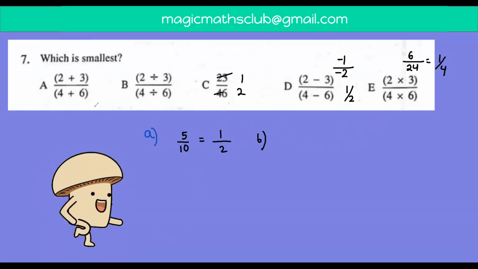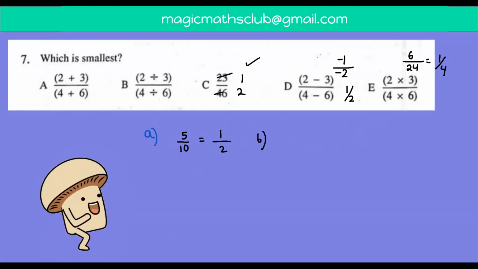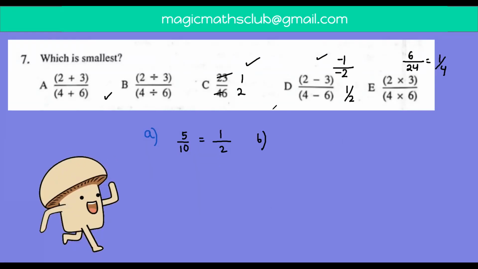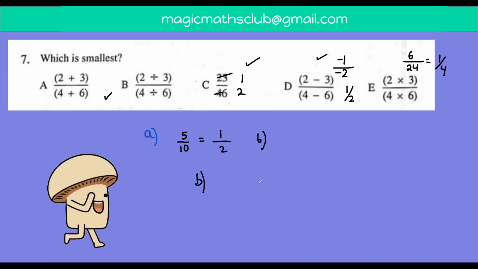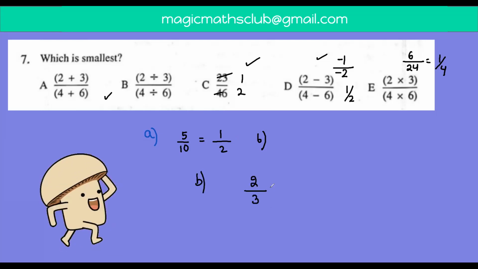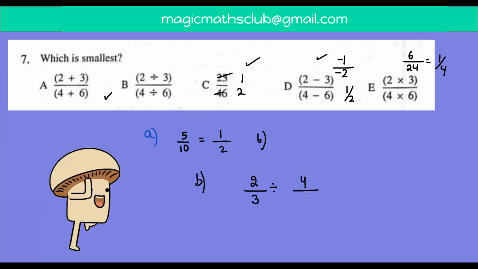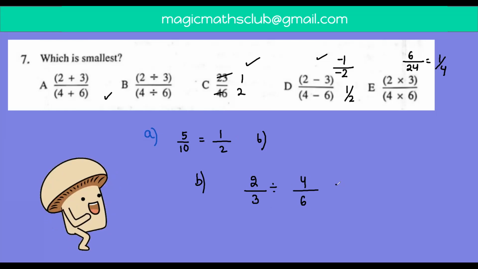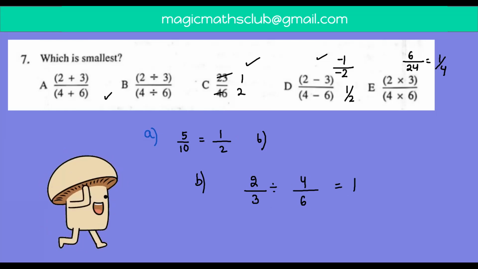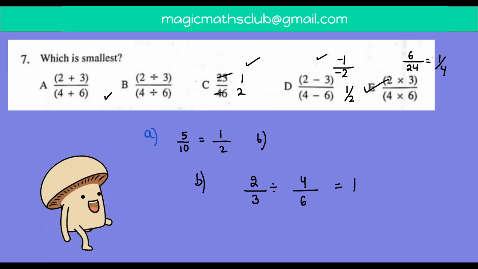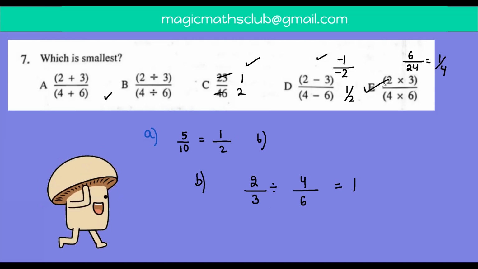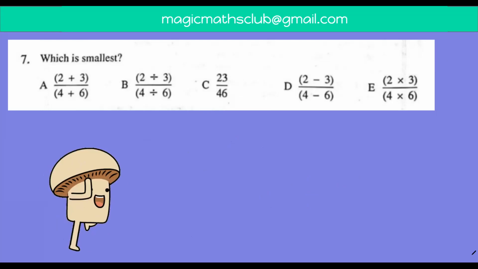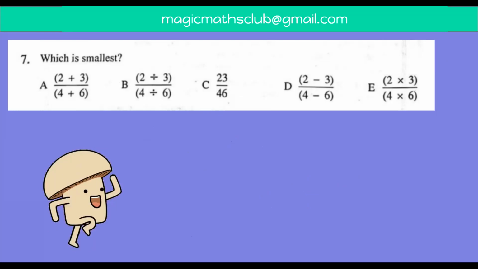That means you can see all are half. This is half, this is half, this is half. Now we have to distinguish between B and E. So let's check B. So 2 divided by 3 divided by 4 divided by 6. So you can see 4 and 6 is same as 2 by 3. So this gives you 1. So how much will be the answer? E, because this is 1/4 value and the rest are half or 1. So definitely it was an easy question if you are very well versed with fractions.